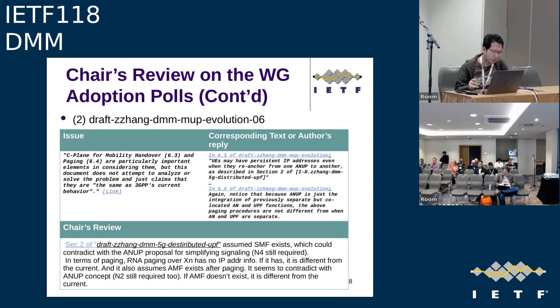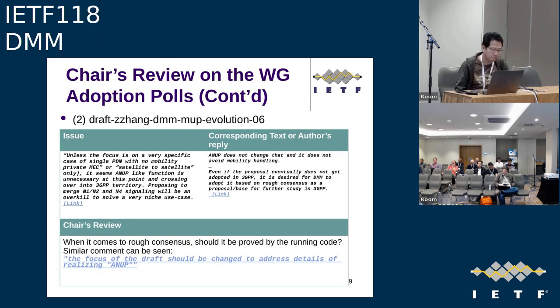The chair's review is that section 2 of the distributed UPF draft assumes that SMF exists, which could contradict the new proposal for simplifying signaling, because N4 is still required. In terms of paging, RNA paging over Xn has no IP address info because it's RAN, so if it has, it is different from the current behavior. It also assumes AMF exists after re-anchoring, which seems to contradict the new concept because N2 is still required too. So if AMF doesn't exist, it is different from the current behavior. That's what the chair observed.